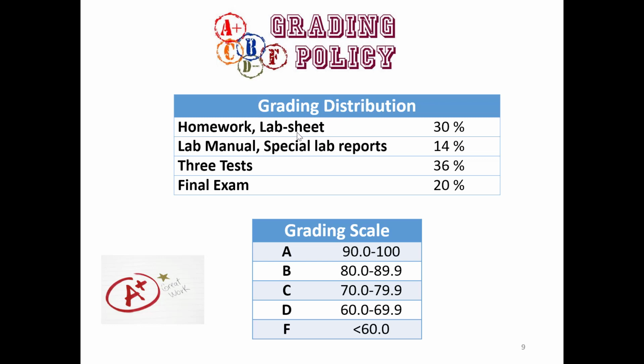This is the grading policy, the grading distribution. Homework and lab sheets correspond to 30%. Lab manual and special lab reports, 14%. Each test corresponds to 12%, so the 3 tests correspond to 36%. And the final exam is 20% of the class. It's important that you work hard to get all the points. Each point in this course is important.